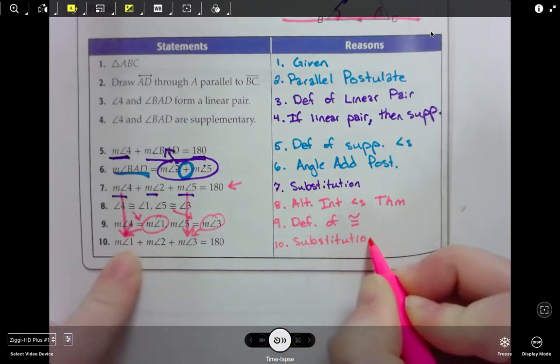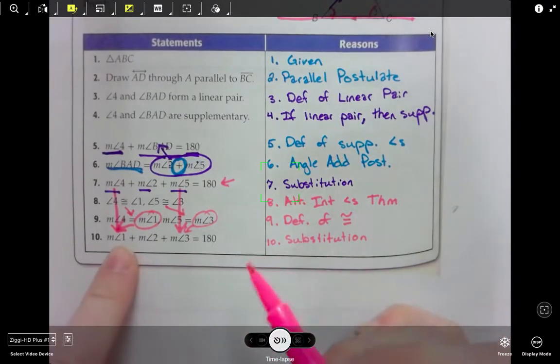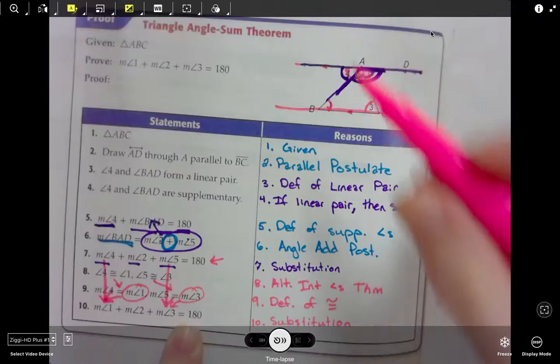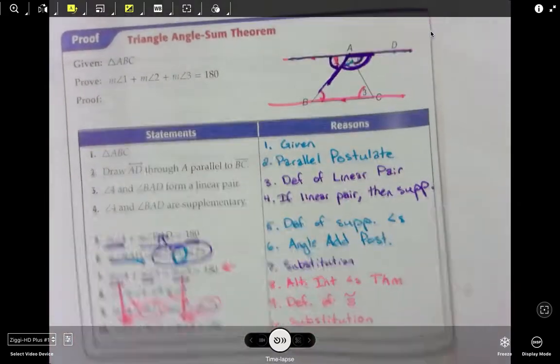We substituted 1 in for 4 and 3 in for 5. And here we have that angle 1 plus angle 2 plus angle 3 is 180 degrees. And that's how we know that there's 180 degrees inside of a triangle. Okay? All right, that was the longest part of this section. Now we get to the kind of funner stuff.